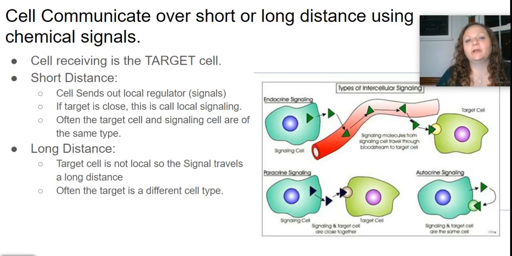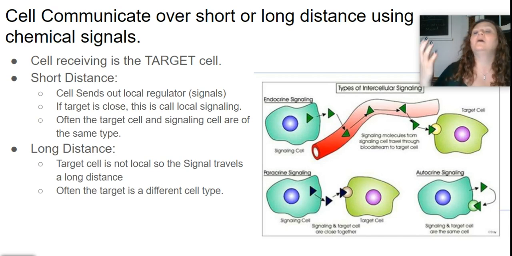As we said, cells can communicate over short or long distances. And when it's a short distance, we're actually going to refer to that as a local signal or local signaling. And we see this if the target cell is close. Now, the receiving cell is the one that we're going to refer to as the target cell. You're going to hear me say target cell and target molecule quite a bit throughout this video, so keep those straight in your mind. Often the target cell and the signaling cell are of the same cell type in local signaling.